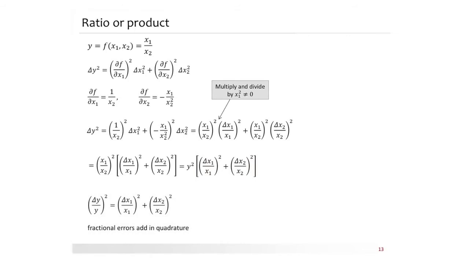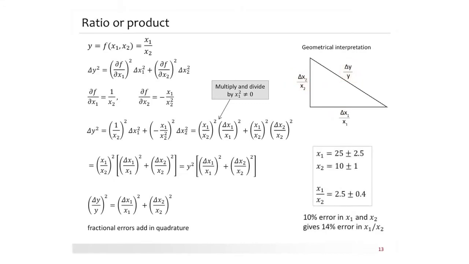So again, this formula is actually quite simple. For a ratio like this, the fractional errors add. This is a fractional error, this is a fractional error. They add in quadrature in a very similar way. So our geometrical interpretation would be the fractional error on x1, the fractional error on x2, and this is the fractional error on the result. So it's easy to remember these things.